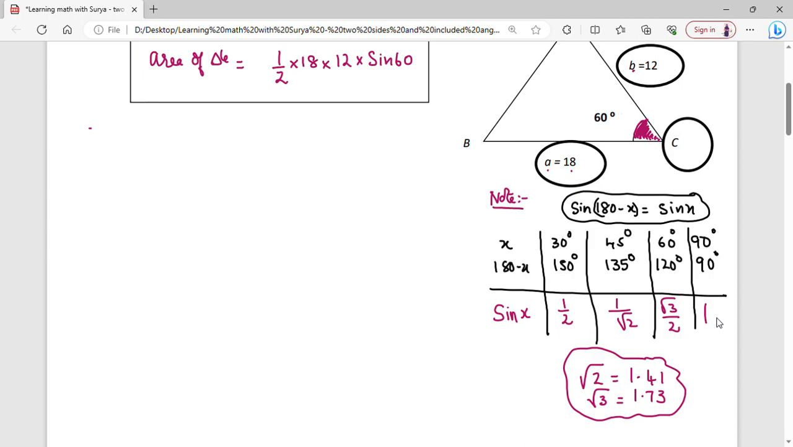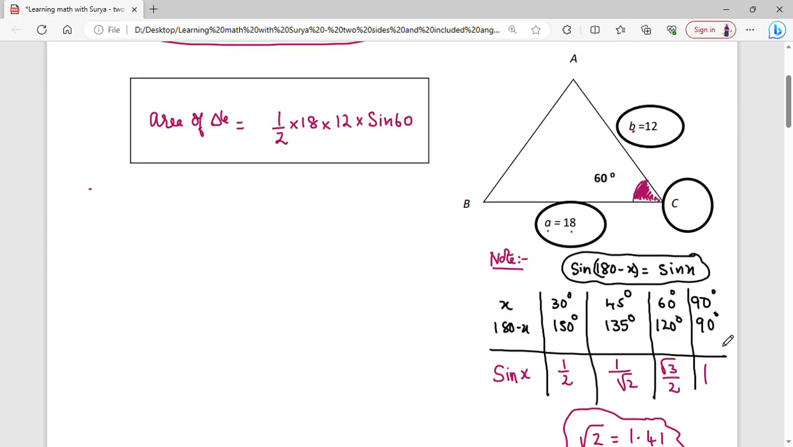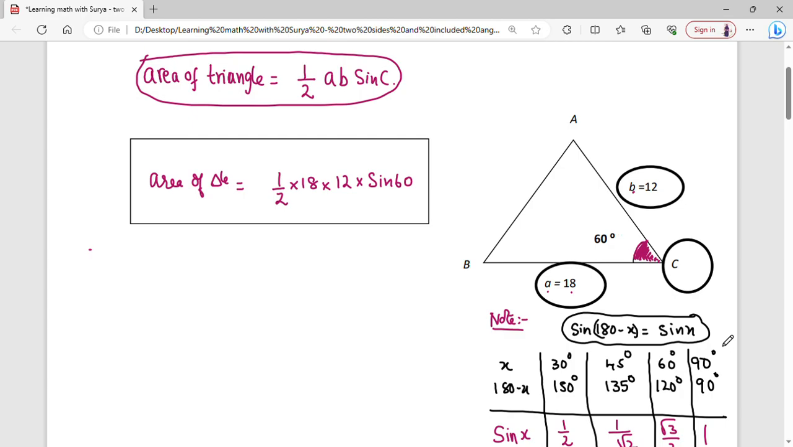For students who are allowed to use calculators, you would be given any angle since you are having your calculators, right? But for the non-calculator students, you would be restricted to only this 30, 45, 60, 90, especially for grade 10 students. All right. So let's come back to this area of triangle.